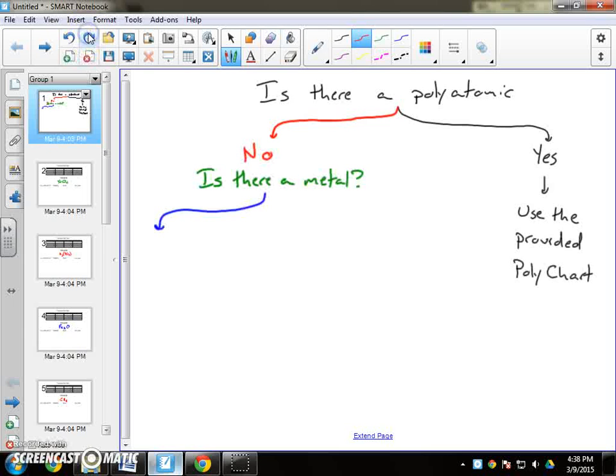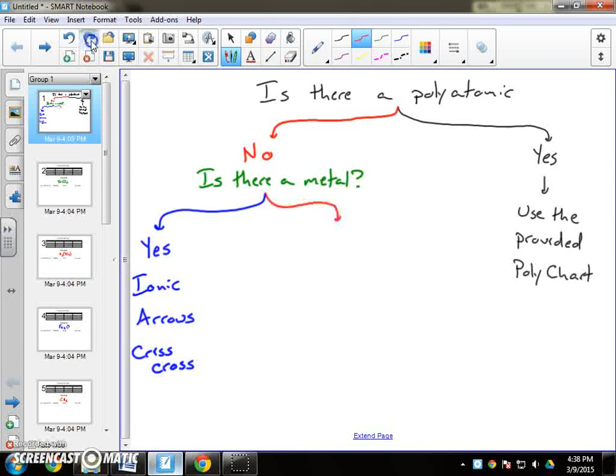So your next question is going to be, is there a metal? If yes, we're dealing with ionic bonds. You're going to use arrows to actually draw them out. We're going to use crisscrossing, and what that means is you have to find the oxidation number and crisscross. We'll also use no prefixes, and we'll use Roman numerals to indicate the oxidation number of a transition metal if we find one. So that's for ionic.